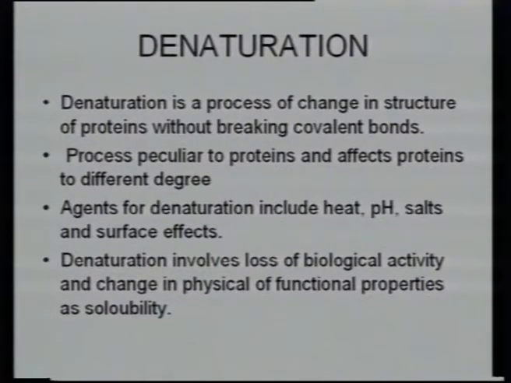The important change which takes place in protein is denaturation. What is denaturation? It is a type of uncoiling. The proteins are present in a coiled structure, so uncoiling takes place. There is no breakage of the covalent bonds, but there is a change in structure. To give you an example, when you take an egg and boil it, it becomes hard. What has happened? Denaturation of protein has taken place.